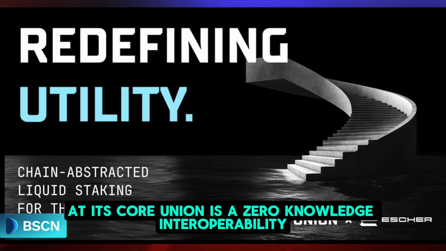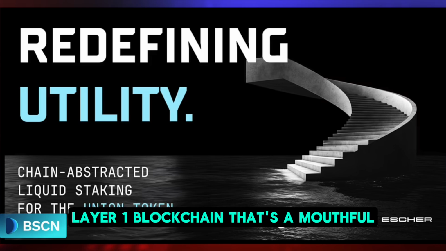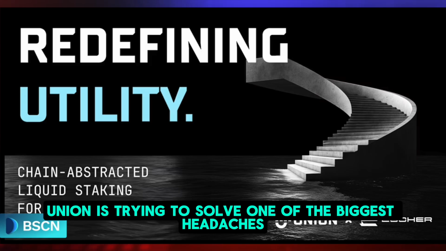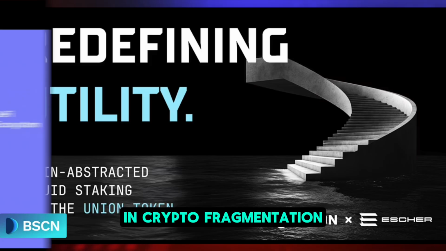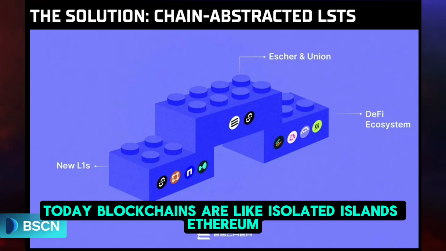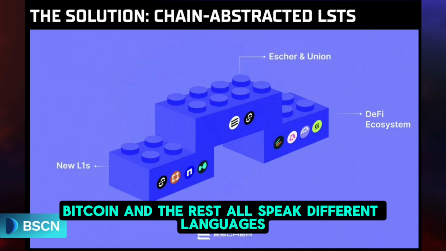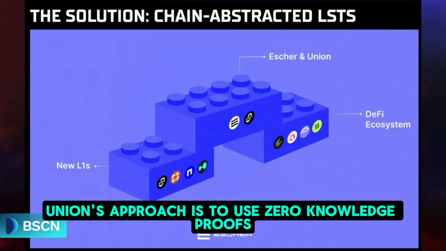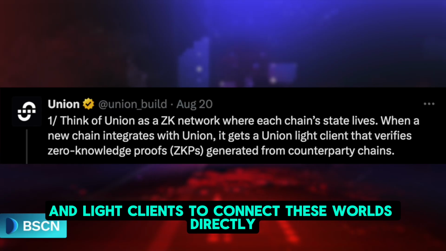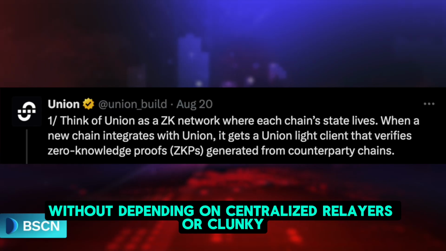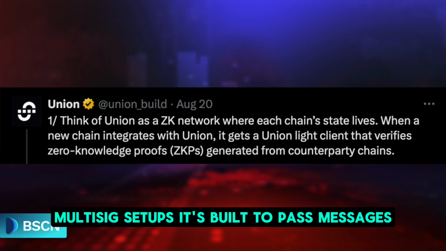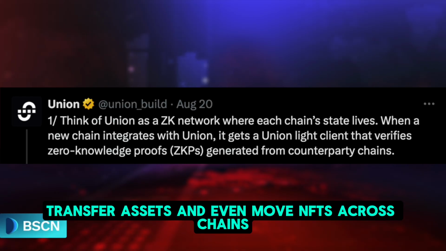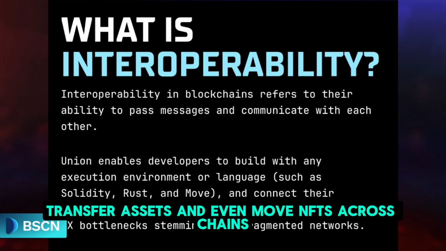At its core, Union is a zero-knowledge interoperability Layer 1 blockchain. That's a mouthful, but in practice it means Union is trying to solve one of the biggest headaches in crypto: fragmentation. Today, blockchains are like isolated islands. Ethereum, Cosmos, Bitcoin, and the rest all speak different languages. Union's approach is to use zero-knowledge proofs and light clients to connect these worlds directly, without depending on centralized relayers or clunky multi-sig setups. It's built to pass messages, transfer assets, and even move NFTs across chains.